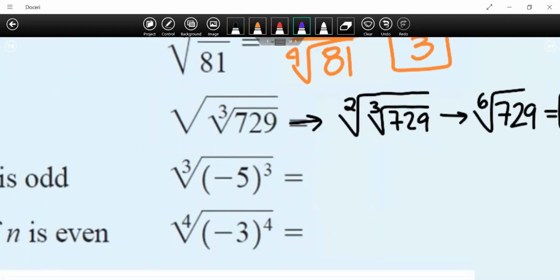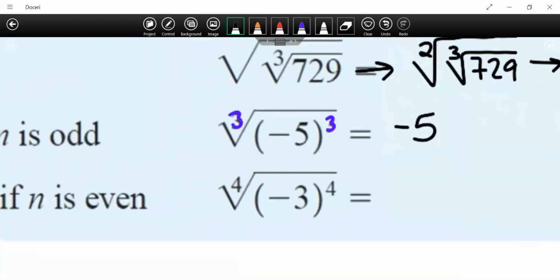The last one that we're going to get here is if we're taking the root, raising it to the same exponent, it will give us the same value. In this case, we're just going to get the same value of -5. If it's odd, we're going to get the same value. If it's even, which is the bottom one, which you're going to see, I don't know how often, it's going to be the absolute value of -3, so +3.